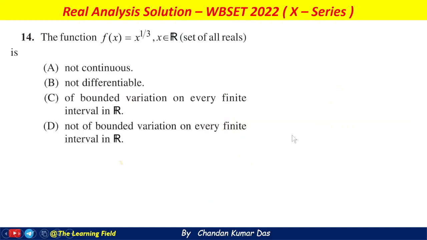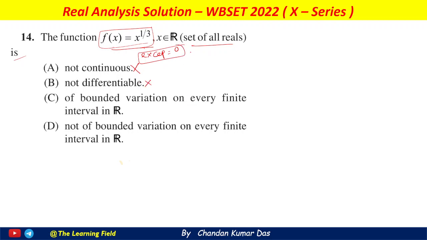Going to the next question. The function f(x) equal to x to the power 1/3 for all reals is not continuous. This is simply a continuous function. You can check, this is a very simple question. So this is continuous, therefore this option is not correct, and this is also differentiable except at 0, so this is also an incorrect option.